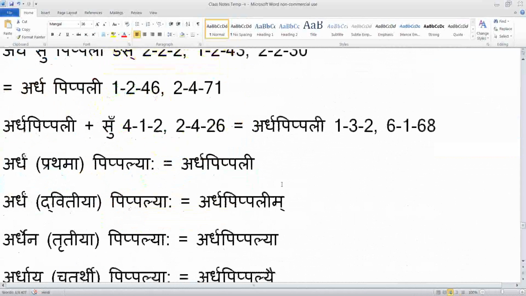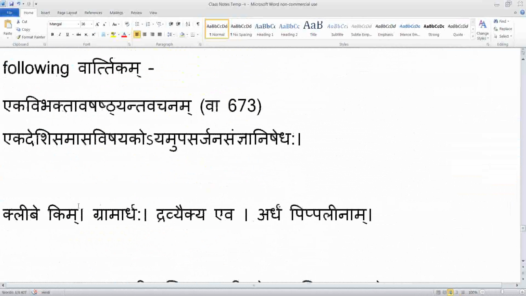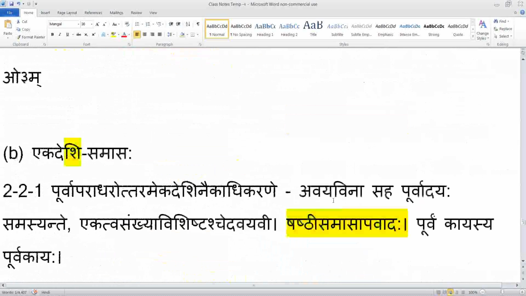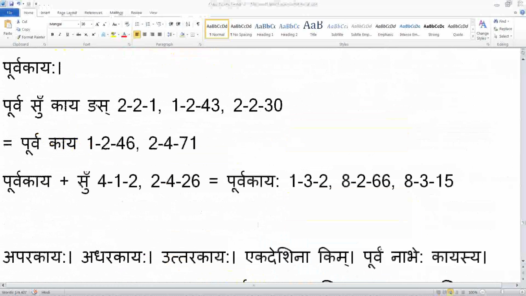Now why do we say that it should be only the klibe? Iti kim, gramardha, so a part of the village? This is not samavachi. So this is not a samavachi klibe shabda. This is another one. Then dravya ikhya eva should be one. Avayavi should be one item. See, ardham pippalinam. This is not a compound, even though ardham is samavachi, it is half, exactly half, but of many peppers, pippalinam. This also will not compound. Anuvritti of that, ekadhikarane. This is coming from the prior sutram over here, ekadhikarane. Okay, so that is in the book given by this artha.